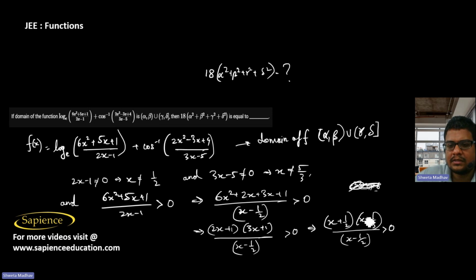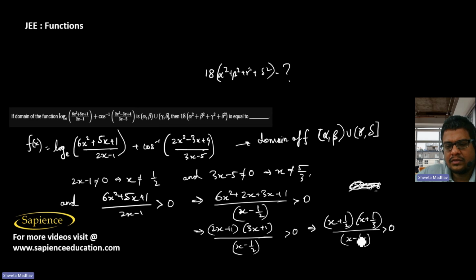So now we have to find the values of x such that this expression is greater than 0. So now we can take the number line. Here it is half, here it is minus half, here it is minus 1 by 3.